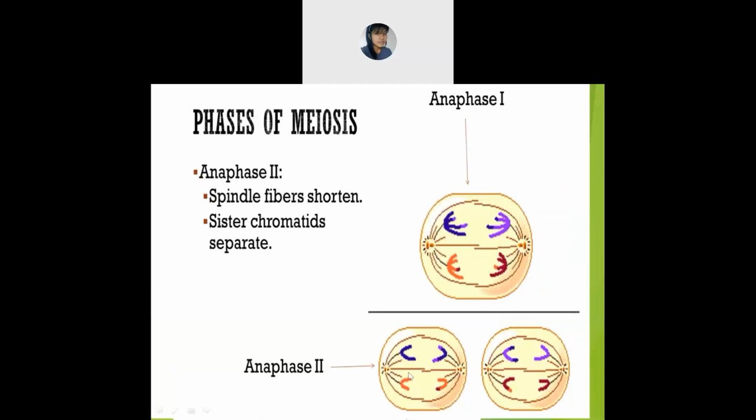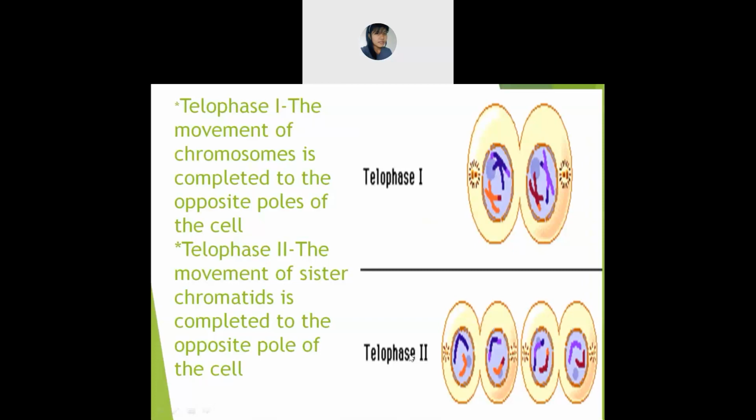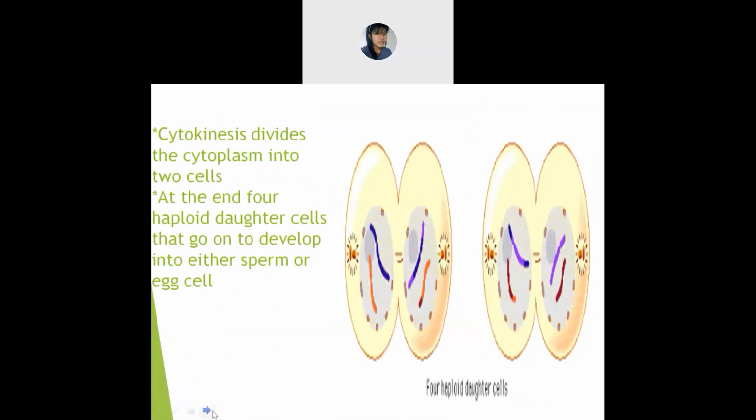So this is anaphase 2. The spindle fibers start to shorten and they start to separate. And in the telophase 2 here, the nucleolus appears, the nuclear envelope appears, and the chromosomes start moving towards the opposite pole. And at last, 4 haploid daughter cells. They will develop into the sperm or else the egg cell. This is the end stage, that is in the meiosis 2. You will find this.